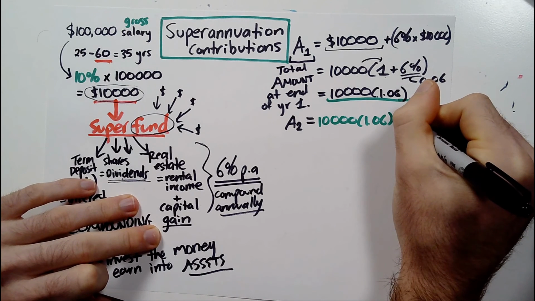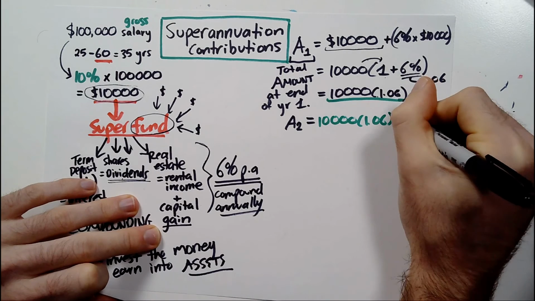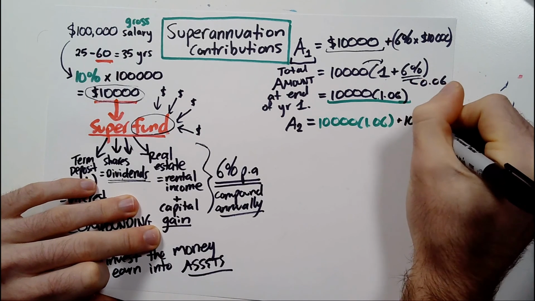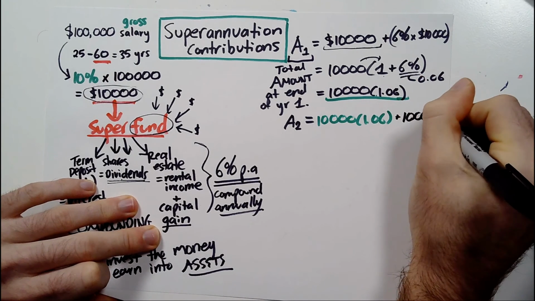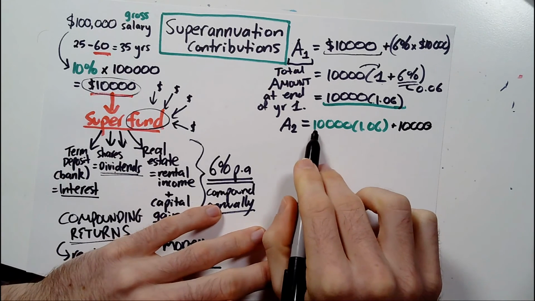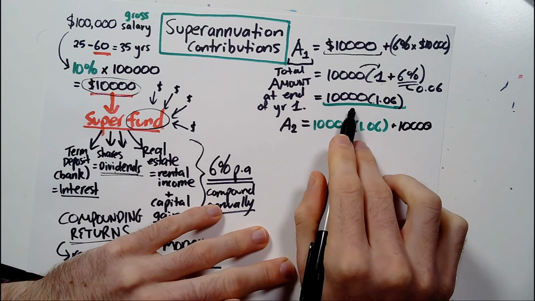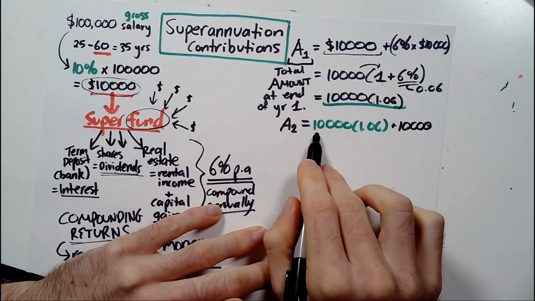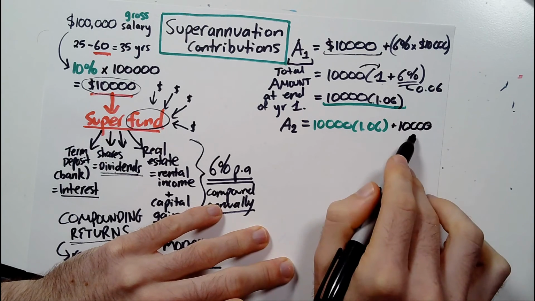So not only do you have that amount from the end of the first year, but now they've had to make an additional contribution of $10,000. Okay, so in the account now is the amount from the end of the first year, plus the new $10,000.